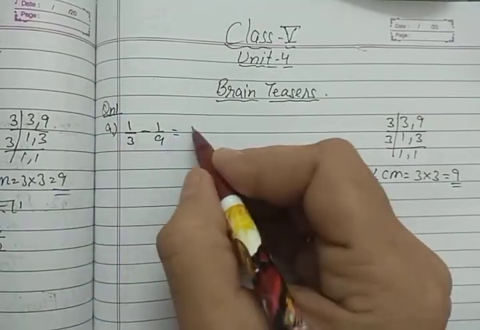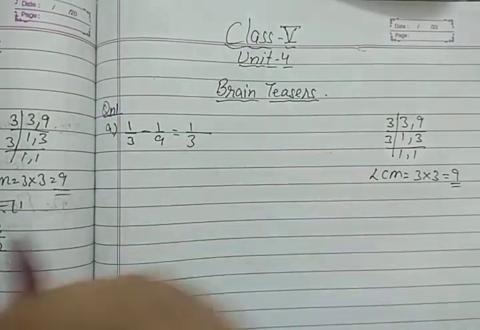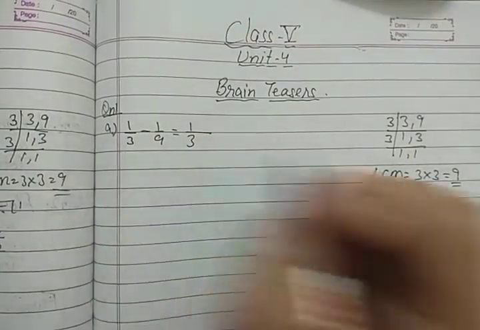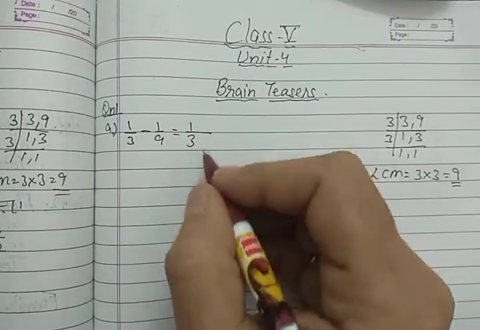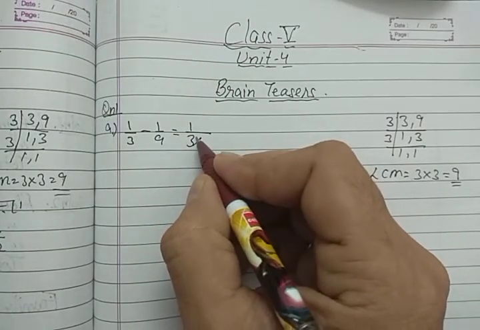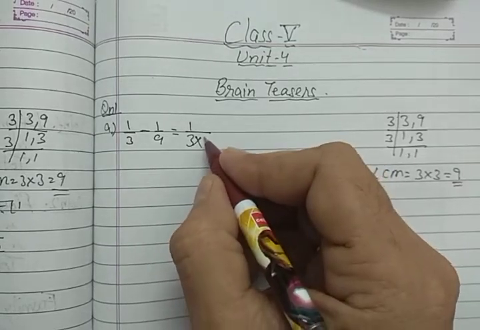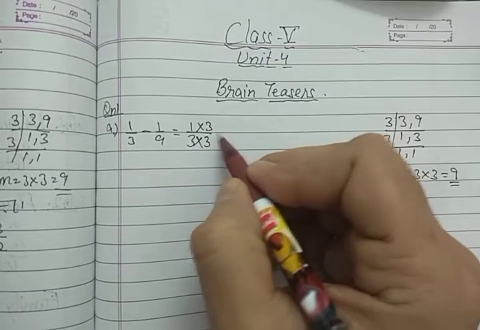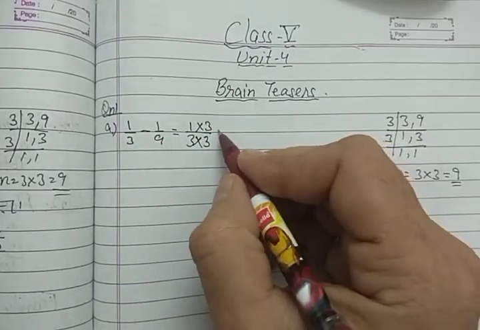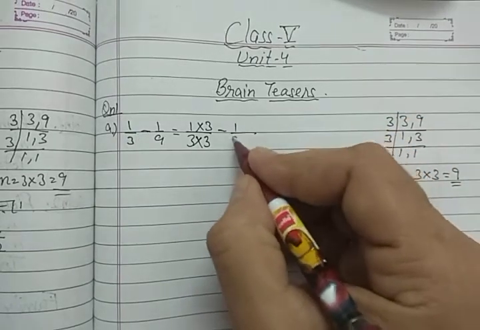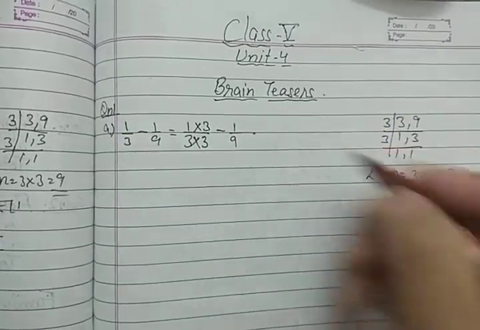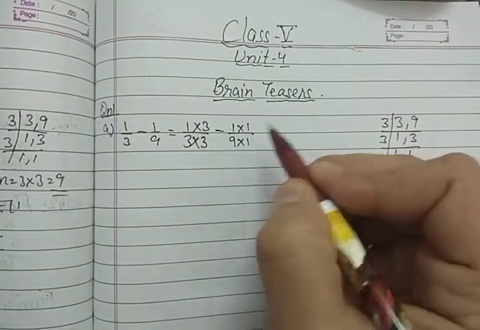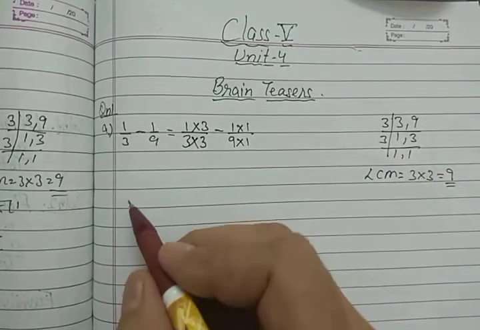How? First fraction 1 upon 3. So recite the table of denominator till the LCM. So what is our LCM? 3 multiplied by 3, 3 threes are 9. So we have to multiply the numerator with the same number. Then the sign in the middle, that is minus, then 1 upon 9. Then I'm going to recite the table of denominator till LCM, that is 9 ones are 9. Now again we will have to multiply the same number with numerator.